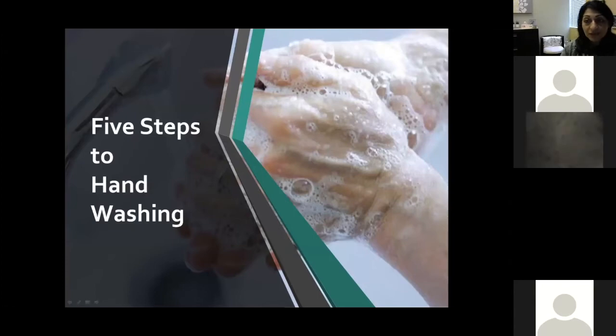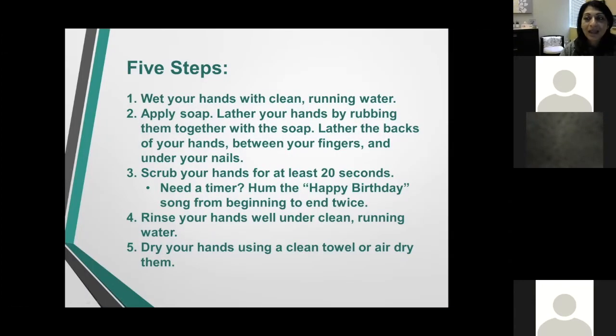So there are five steps to hand washing. One, wet your hands with clean running water. Apply soap liberally and lather your hands, rubbing them together with the soap. Then you want to lather the back of your hands, between your fingers and under your fingernails, and this is usually a good way to do that. Scrub your hands for at least 20 seconds. If you don't have a timer, you can sing happy birthday from beginning to end twice, and that equals your 20 seconds. Rinse your hands under that clean running water, so you never actually turn the faucet off.